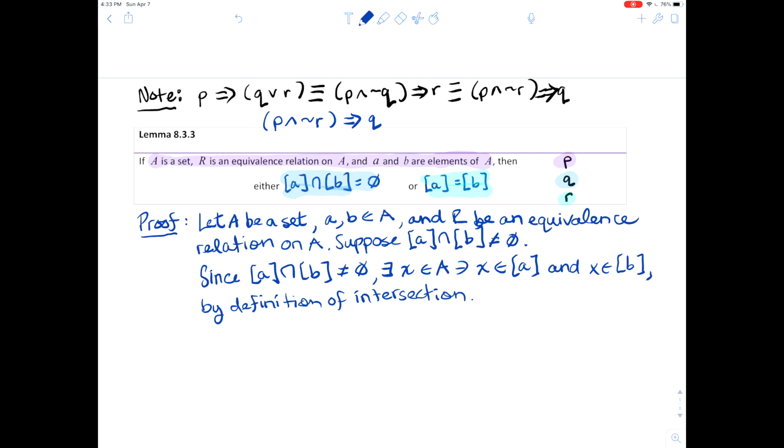So, all right. Well, what do you think? Well, it would follow that xRa, right, and xRb, and that one is by what? By definition of class.